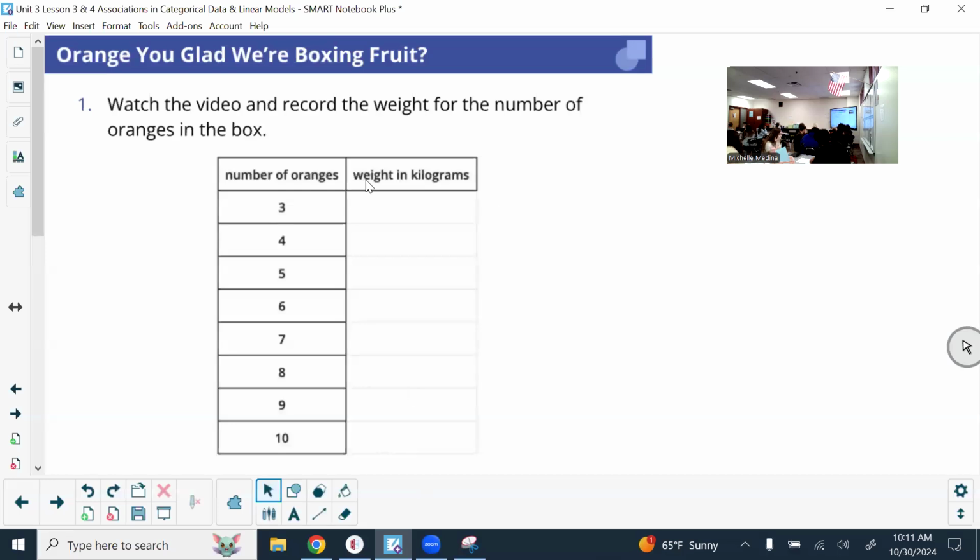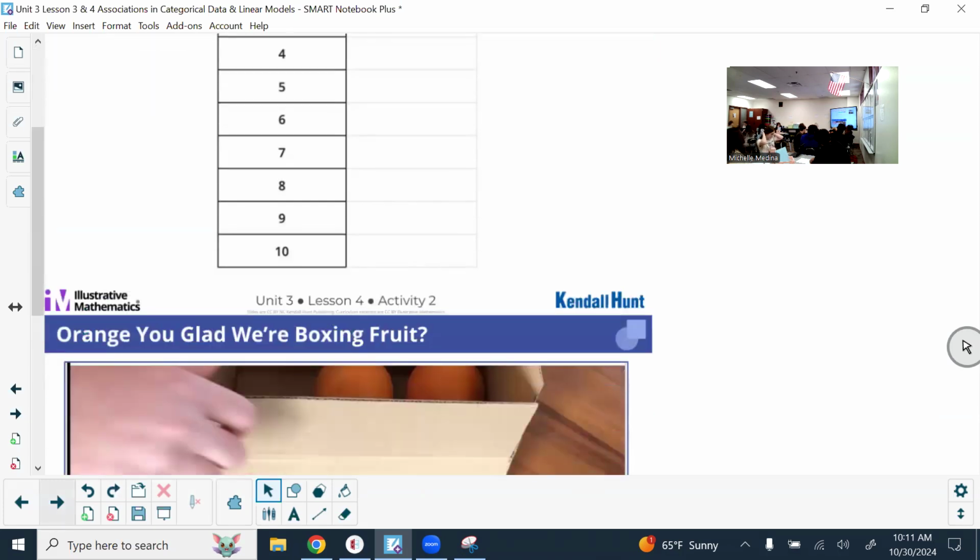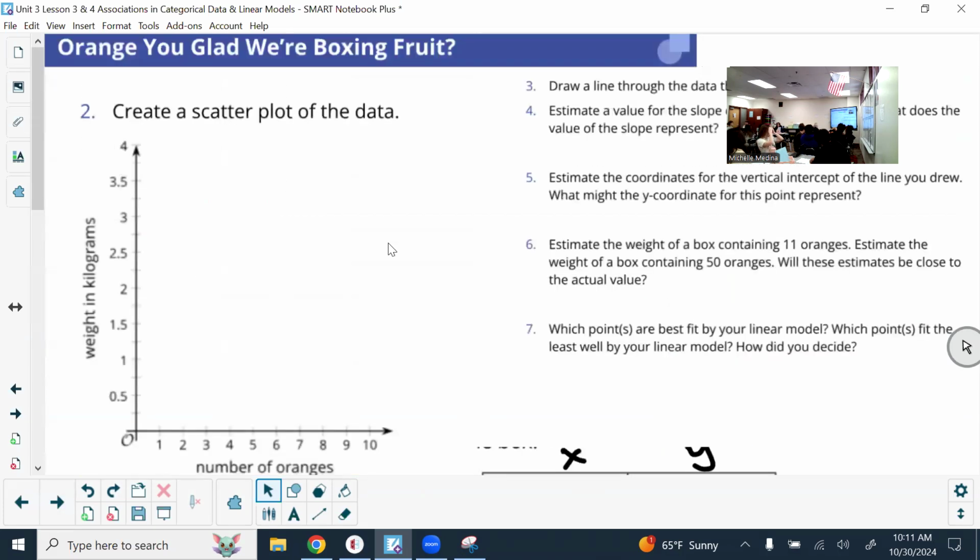Okay, so you should have filled this out. Talk in your group. If you missed one, maybe they have it. What you're going to do with this data is create a scatter plot. Scatter plots are not like connect the dots or anything. You're just plotting your points.